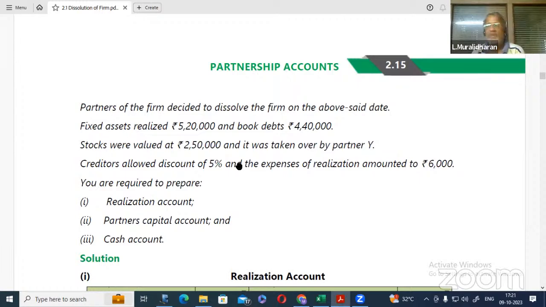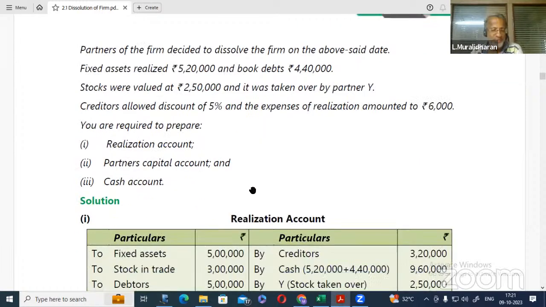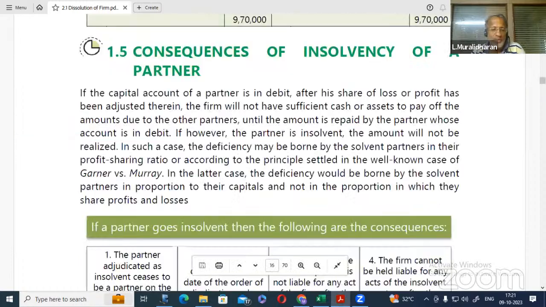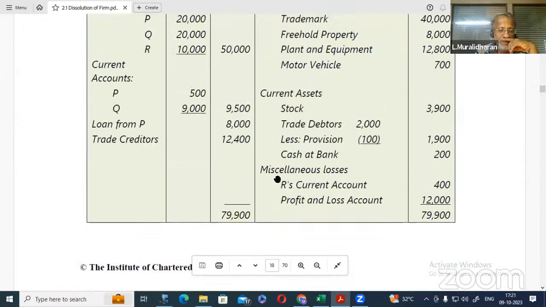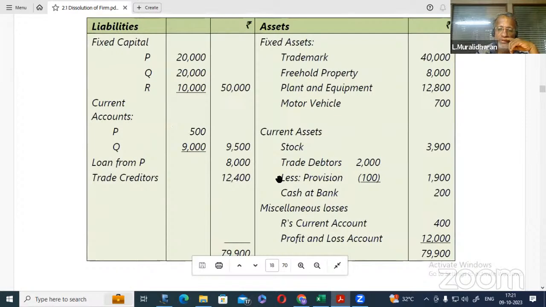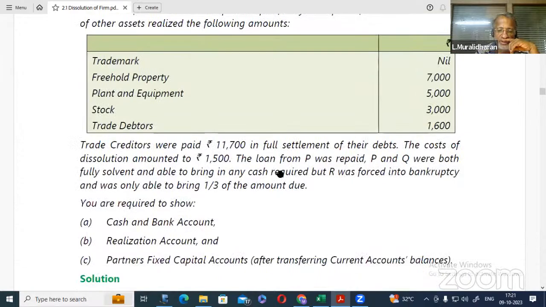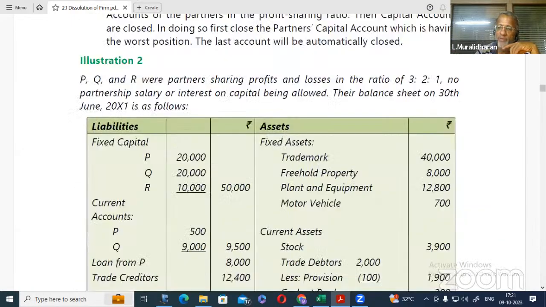Fortunately, we are not having the loan account. So I'm just trying out a problem with partners loan. Maybe the next problem we can just do that. Having read that problem, let us just finish it off.